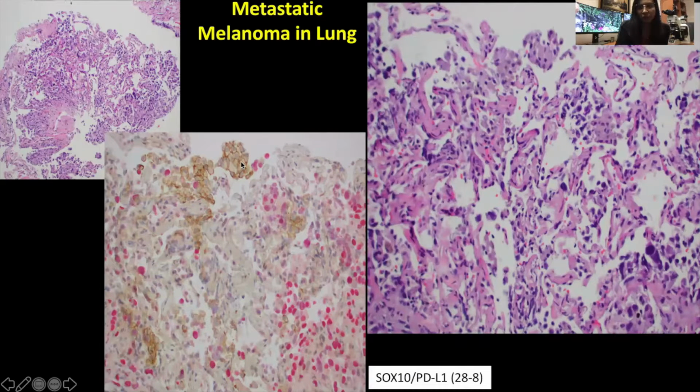So the question we have is, are these cells expressing PD-L1 the real tumor cells? When we did the SOX10 immunostain, we found that the cells expressing PD-L1 are not staining with SOX10. Here you can appreciate this red nuclear expression pattern. So by doing this double stain, we confirm that these cells expressing PD-L1 are not melanoma cells, just the macrophages of the lung. So these are possible pitfalls when we do PD-L1, especially in organ systems with a lot of macrophages.